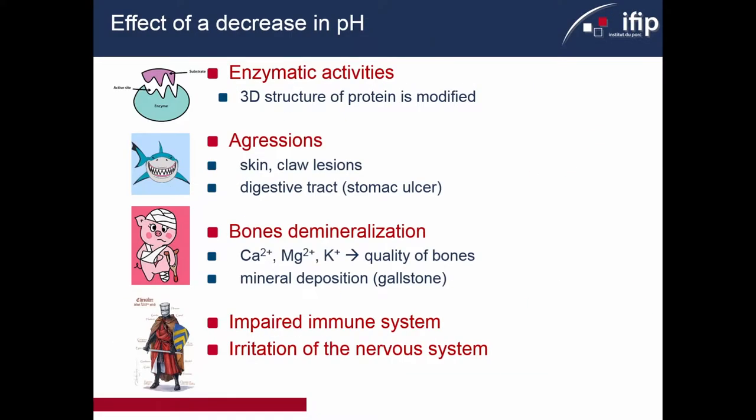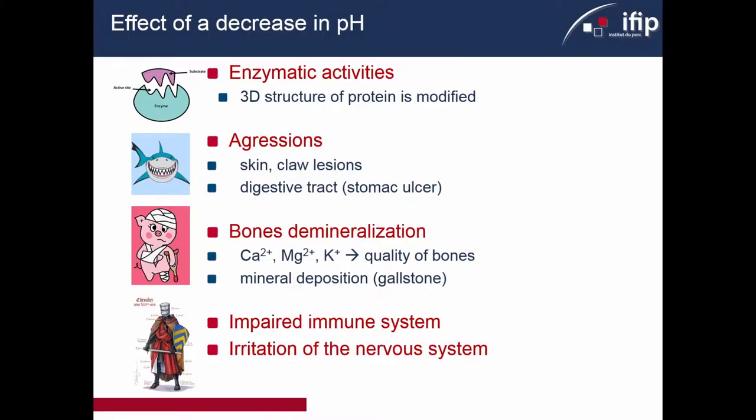Now, a brief description of the problem of the potential risk of decreased pH in the body. It will have some influence on the enzymatic activities. The structure will be changed and the efficiency will be reduced. It will also cause some aggression. On the skin, you can see some effects on the animal, also on the digestive tract. I will present the result of one study that investigated the effect of acidity on stomach ulcers.